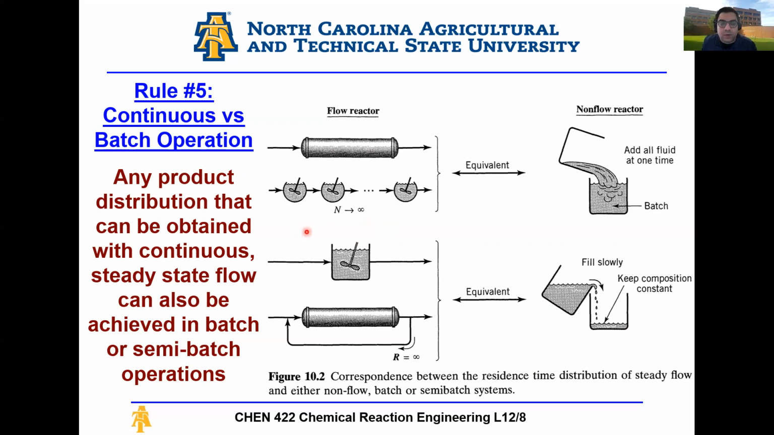So if I look here, for a flow reactor, a PFR or a system of CSTRs in series, this is equivalent to having a batch reactor where I just dump all of the reactants at the same time. On the other hand, if I have one CSTR, or a PFR with recycle, this is equivalent to having a batch reactor where I'm slowly adding in the species. Okay, so these two systems are equivalent, and these two systems are equivalent. I can achieve the same product distribution in both of these scenarios.